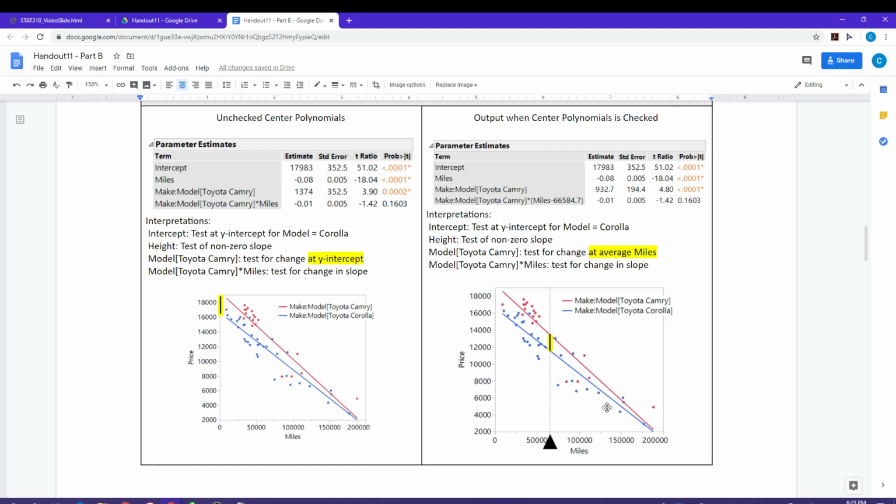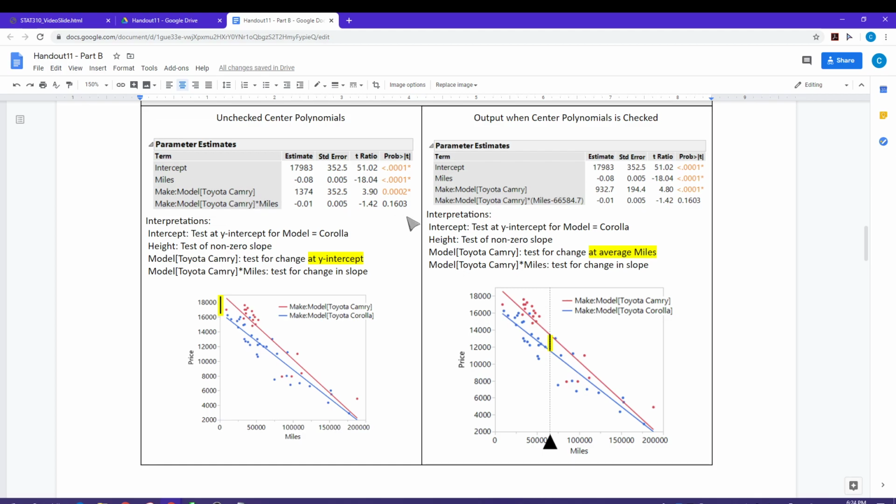Now that 66,584 is just the average miles for everything in the data set. For all the values in the data set, all the miles, what's the average? It's right at 66,500. So when JMP did the fit, it actually used this instead of miles. If you take off the centered polynomials, then it just uses miles.